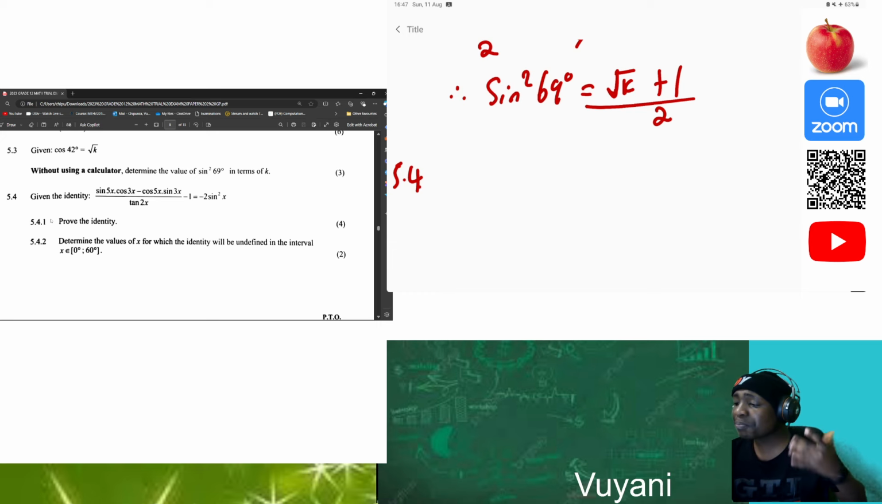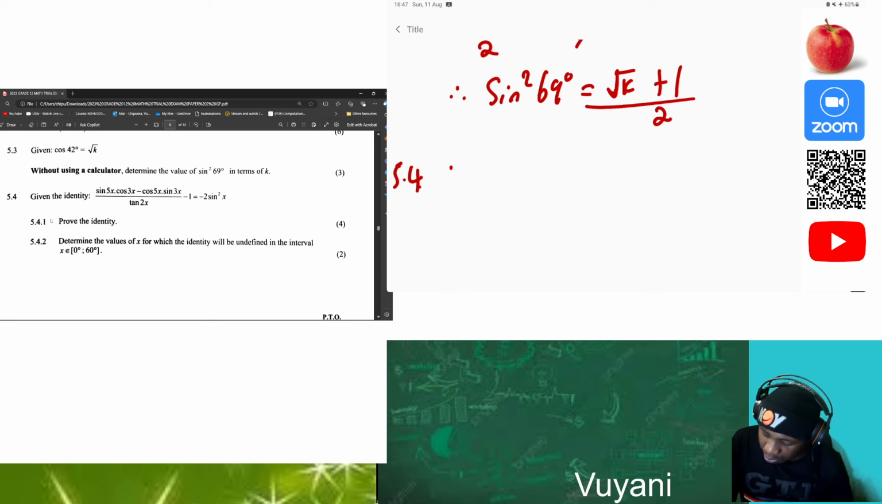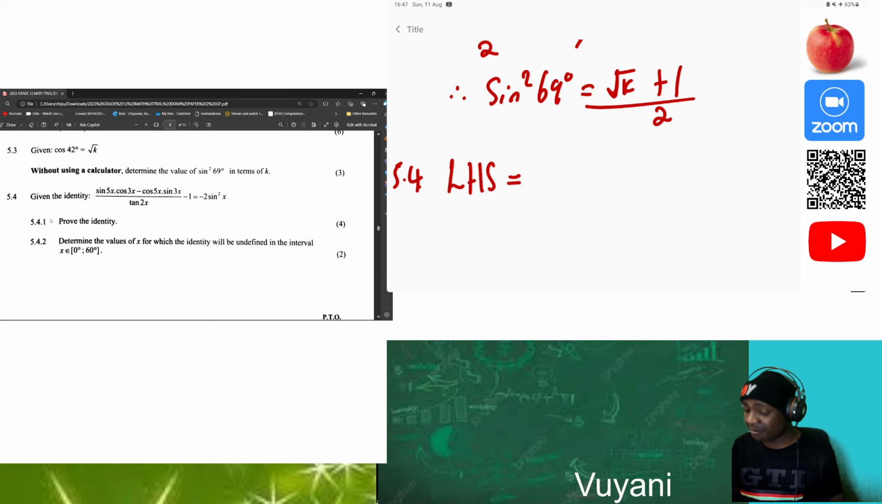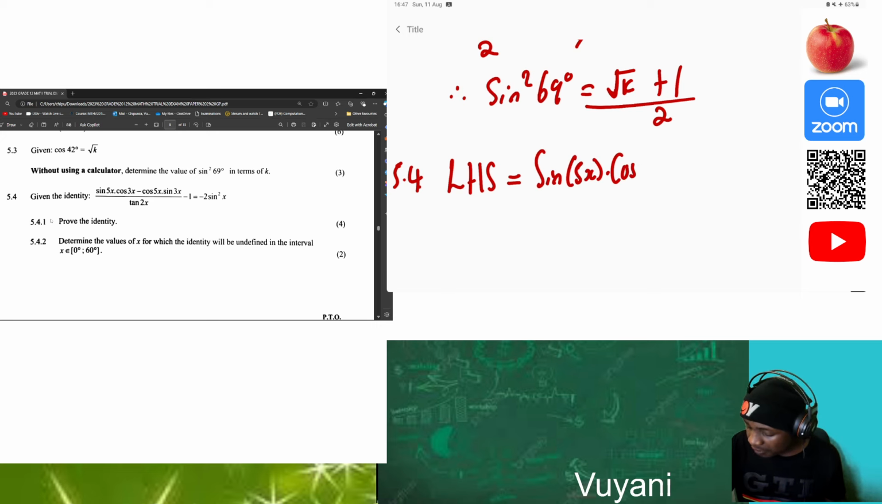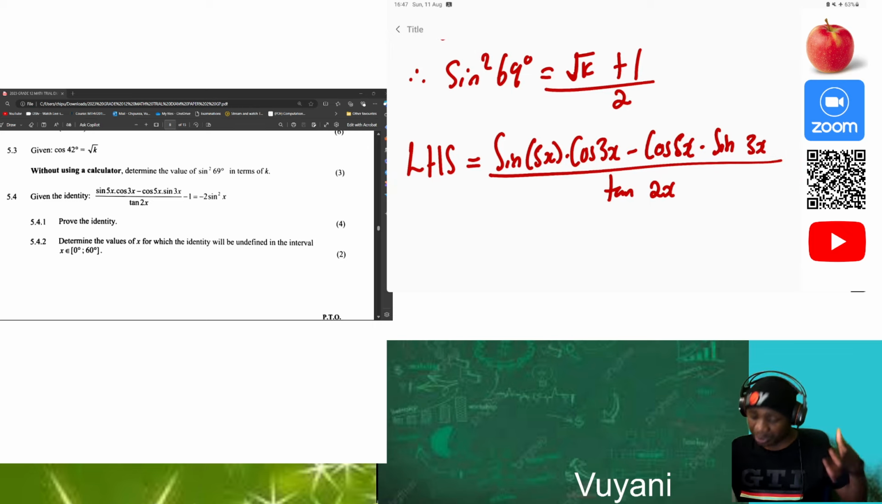So now they said prove the identity, that the left-hand side is equal to the right-hand side. Let's break down the left-hand side. We start by saying the left-hand side is equal to, then we copy what we have: sine of 5x times cos of 3x minus cos of 5x times sine of 3x. Then we divide all through by tan of 2x. That's the first step, because we want to break down this left-hand side, which is too complex, and there's a lot we can play around with when looking at the other side.